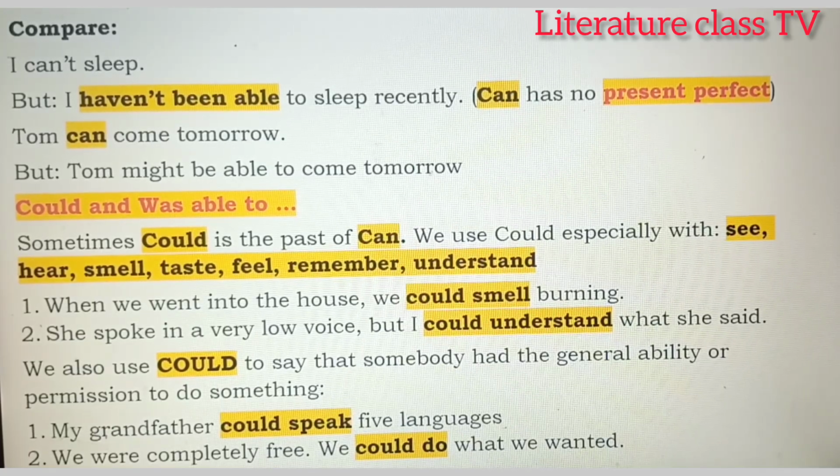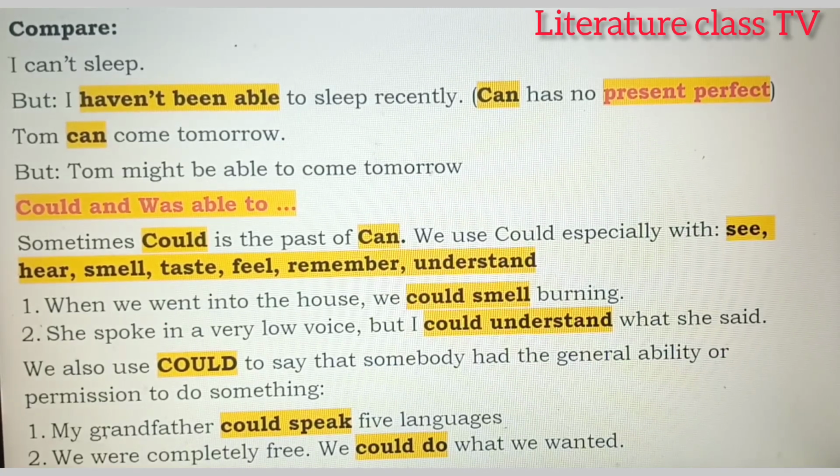Let's see an example. When we went into the house, we could smell burning. We have could and smell. They go hand in hand in the sentence, in order to have the nice use.